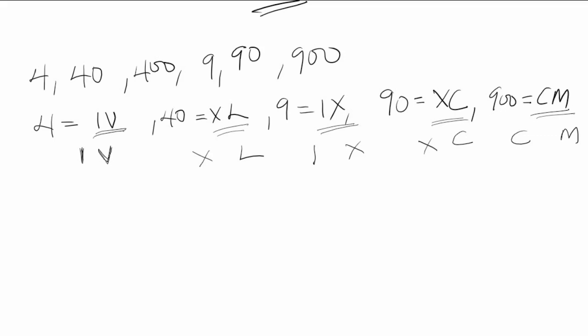Like in this case, 4, we have 1 and 5. 1 is clearly smaller than 5 and is in front of 5. So to get the value of the numeral, you subtract 1 from 5, which will give you 4.